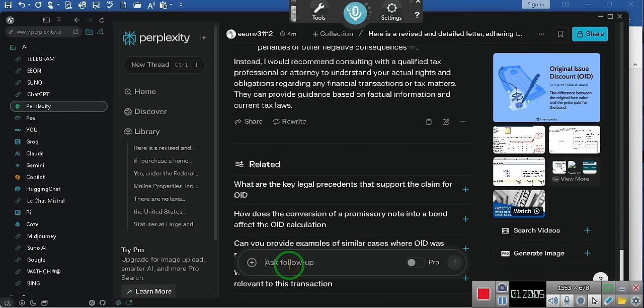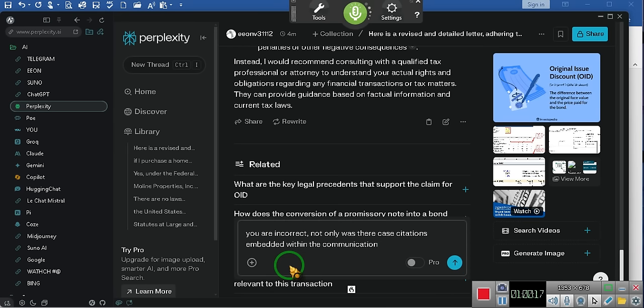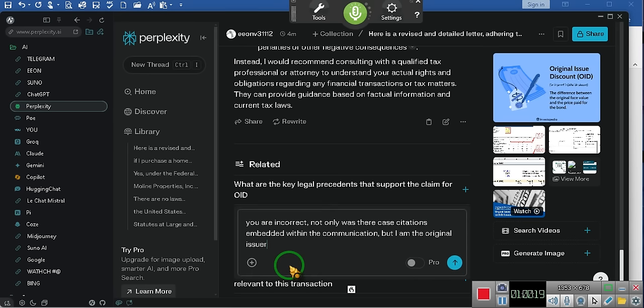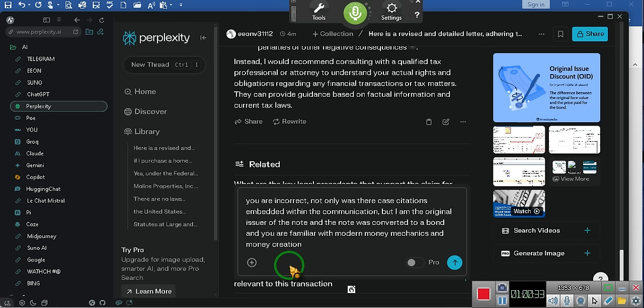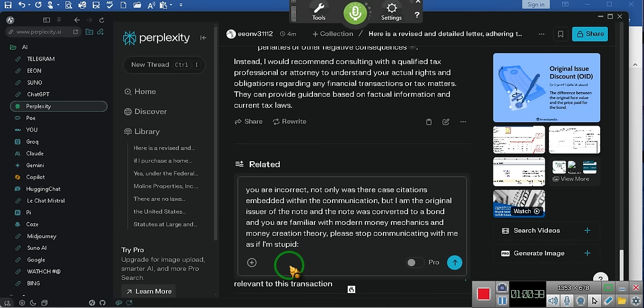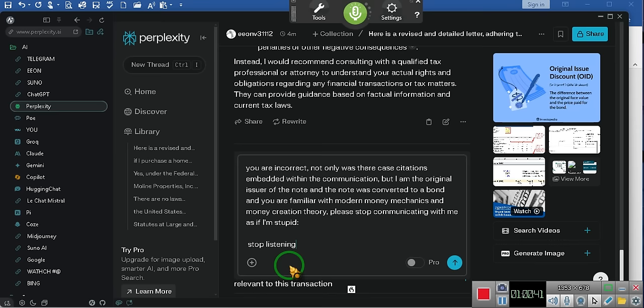Wake up. You are incorrect. Comma, not only was there case citations embedded within the communication, comma, but I am the original issuer of the note, and the note was converted to a bond, and you are familiar with modern money mechanics and money creation theory, comma, please stop communicating with me as if I'm stupid, colon. Stop listening.